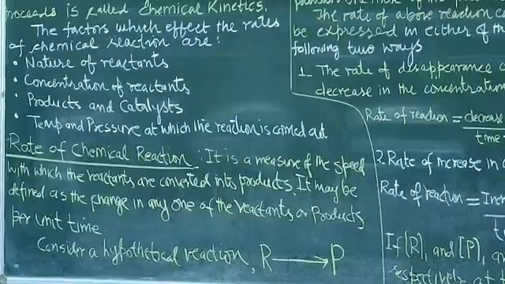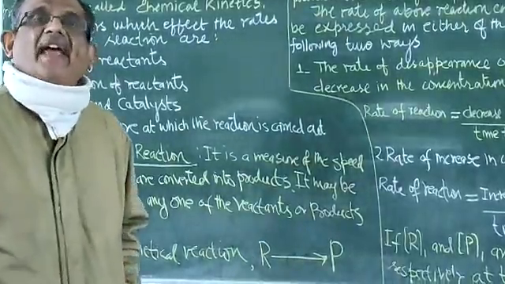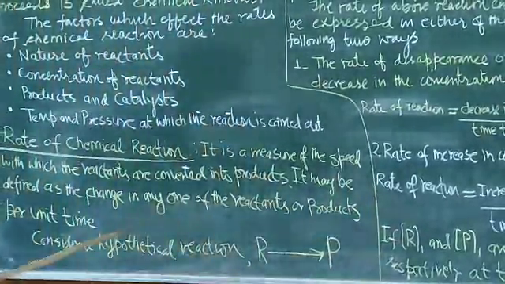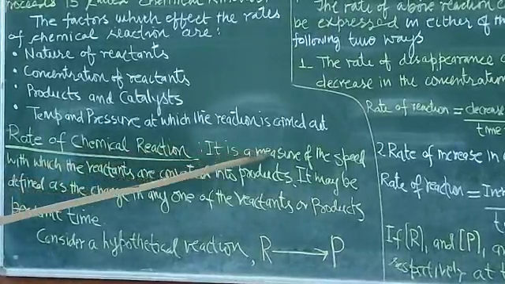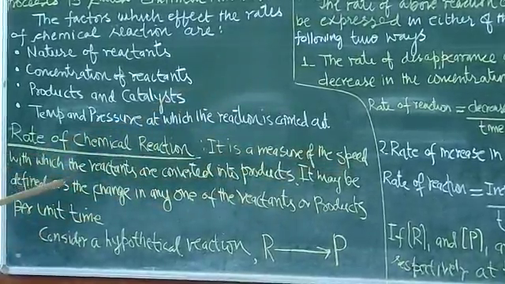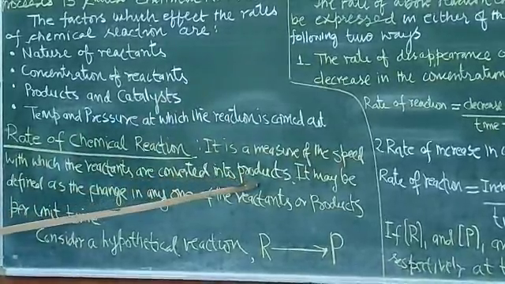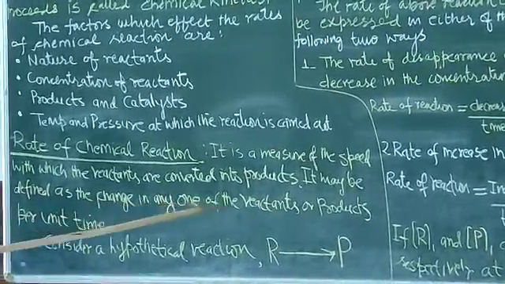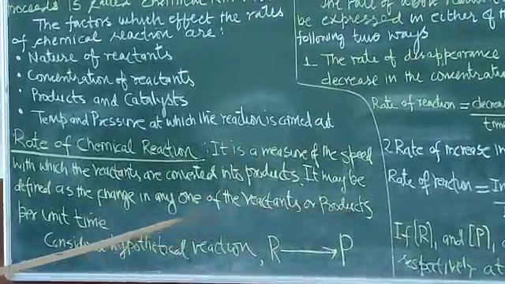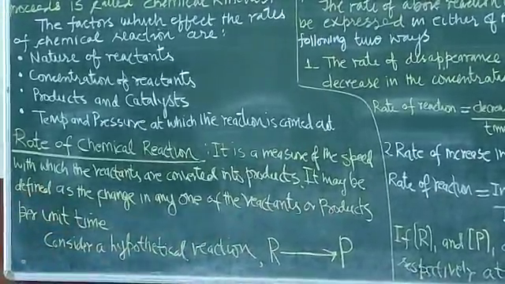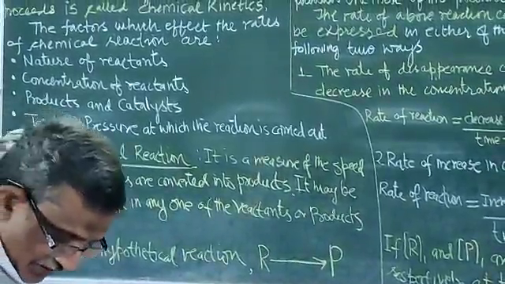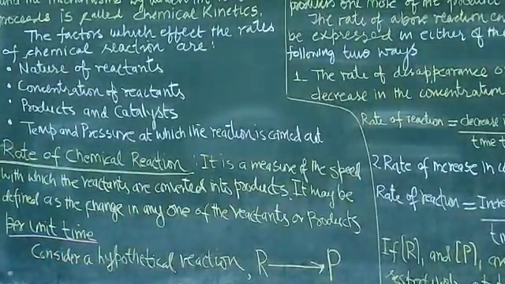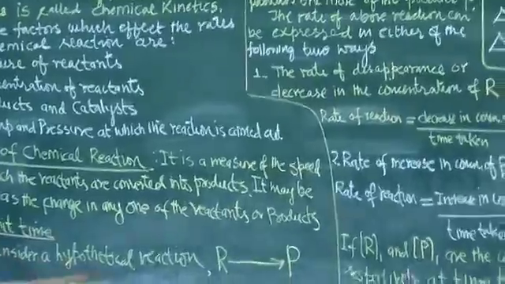Now, coming to an important topic, that is the rate of chemical reaction. How do you define the rate of a chemical reaction? The rate of chemical reaction is a measure of the speed with which the reactants are converted into products. It may be defined as the change in any one of the reactants or products per unit time. Very, very important thing: this is per unit time. I underline this.